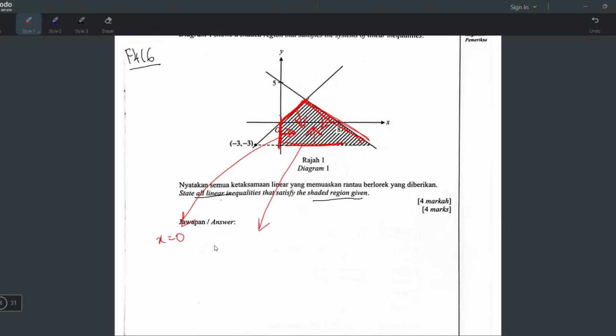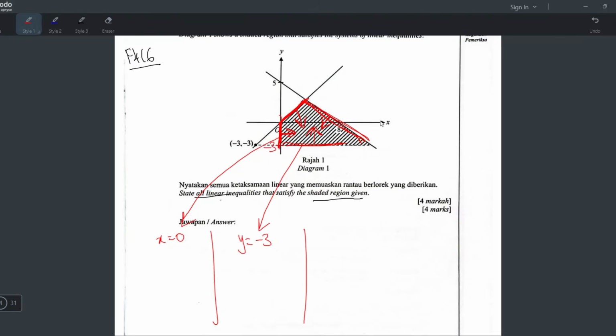Now for the second line, which is this horizontal line, it will be y equals -3. Because if it's a completely horizontal line, then definitely the equation would be like this. Y equals number, and the number is -3 because it cuts the y-axis at -3. Yeah, because of this point, right?